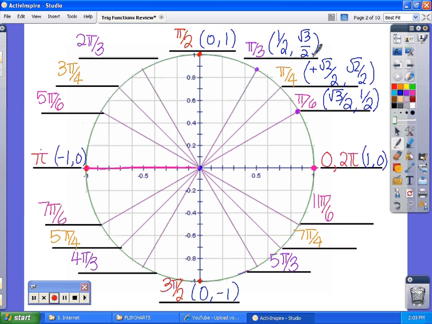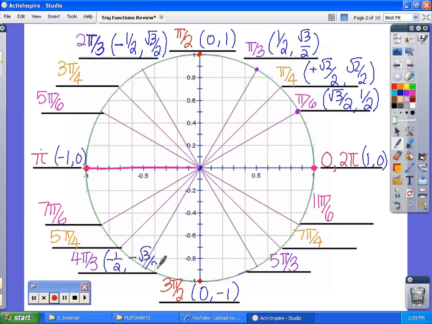Now, what's nice about the unit circle, that first quadrant just keeps on repeating itself. And so any pi over 3 will have the exact same point of 1/2, comma root 3 over 2. The only difference is now we've gone to the left. So it's a negative x value. Coming down to 4 pi over 3, now we've gone left and we've gone down.